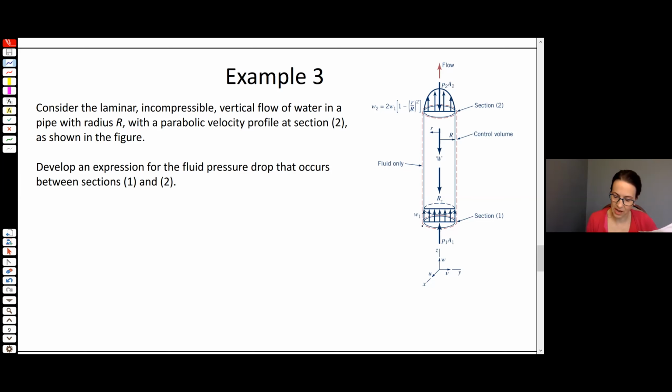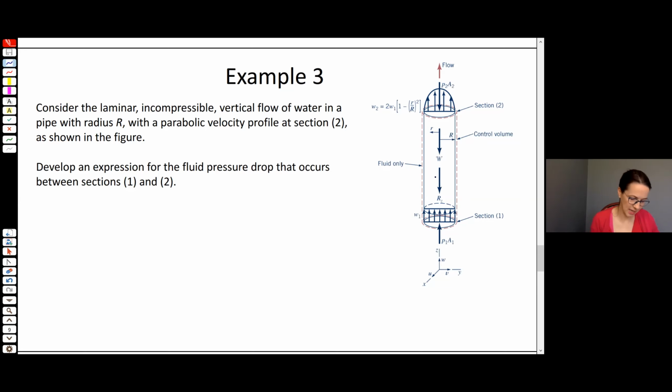You can see that at the entrance to the control volume at section 1, we've got this uniform velocity with magnitude W1. And then up at the top, we've got W2, and it's given in terms of W1. We actually solved for why that's true in lecture 15. We're given the weight of the water column, and we're given that the friction force, the force on the fluid from the friction at the walls, is RZ. And we want to develop an expression for the pressure drop that occurs between sections 1 and 2.